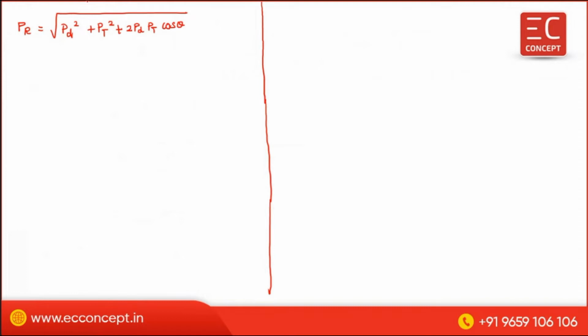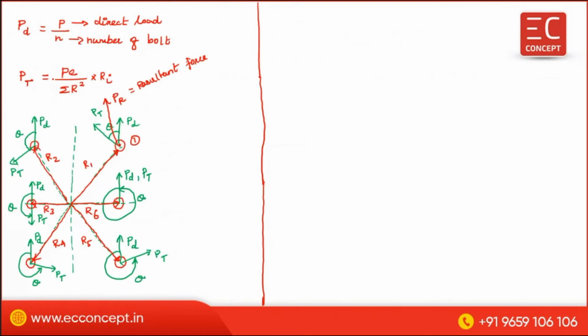Now see, PR, the resultant stress, is maximum under two conditions: when theta is minimum and R is maximum. So PR is maximum when theta becomes minimum and R is maximum. If R is maximum, then the shear stress due to twisting will be more, right? Because of this, R is maximum.